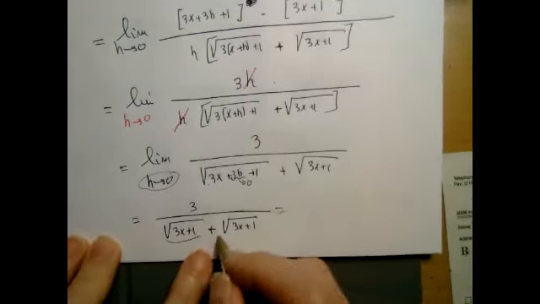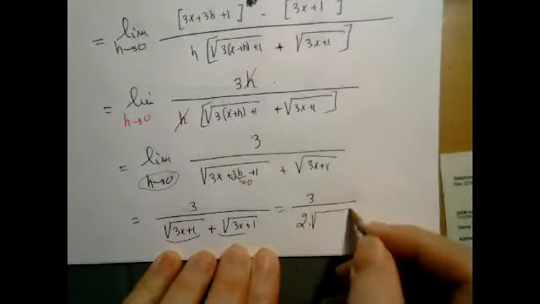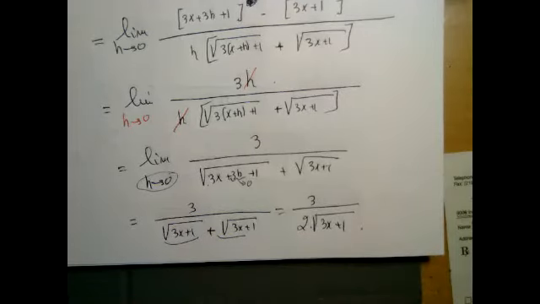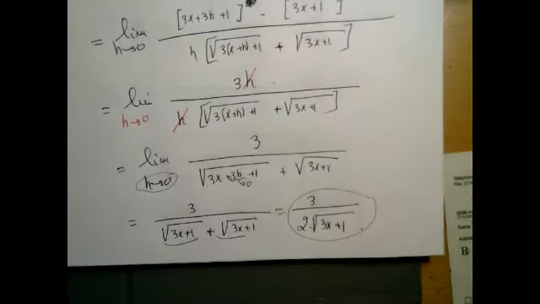This is exactly the same term. So I'm going to have 3 over 2 times the square root of 3x plus 1. And this gives me the formula for the slope at any x. So now, as f changes, the slope changes. Now we have a new function that, for every x, gives me the slope of the tangent.